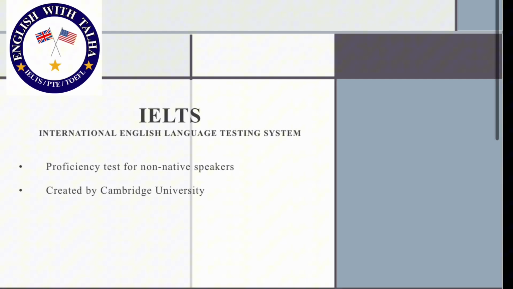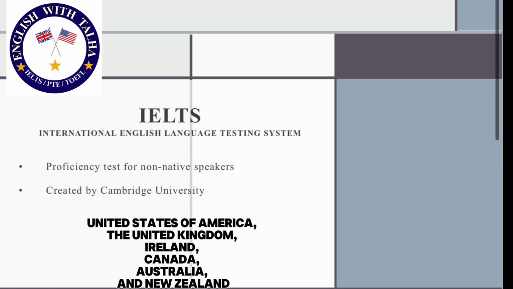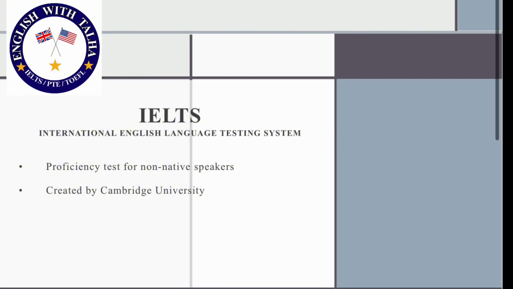And by non-native, I mean people who are living in a country where English is not spoken as the primary language or the first language. Let me give you an example of countries such as Canada, Australia, US, New Zealand. There are a total of 8 countries. These countries have English as the first language.